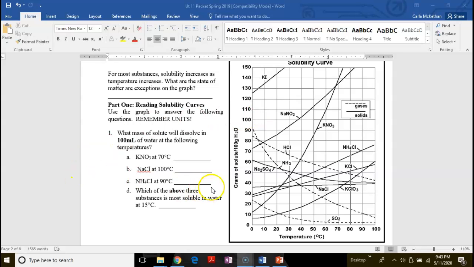And what you had to do to answer these questions was find the temperature, so 70 degrees for potassium nitrate, and you had to go up until you find the line that has potassium nitrate on it, and that would be right here. That is your maximum amount. You go to your left, and you should have had 140 grams for letter A.